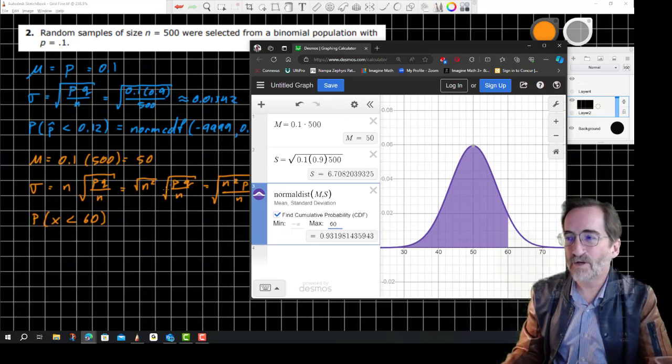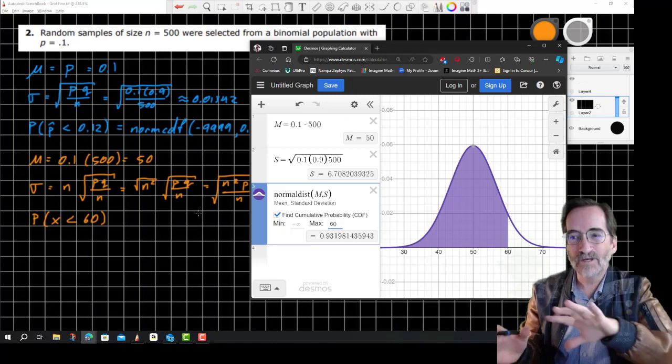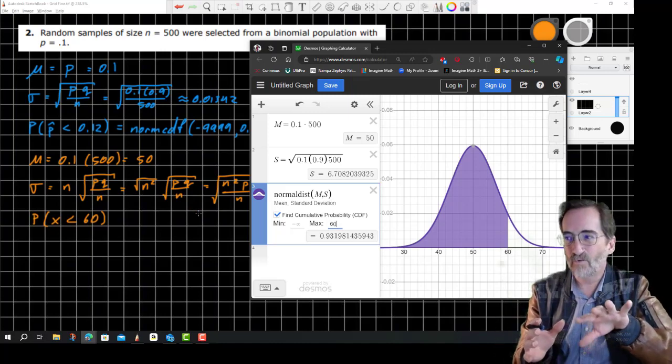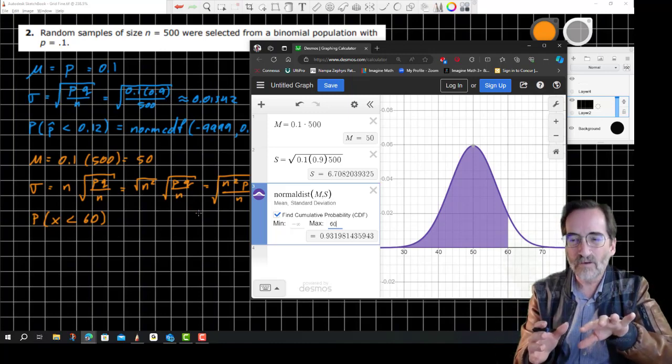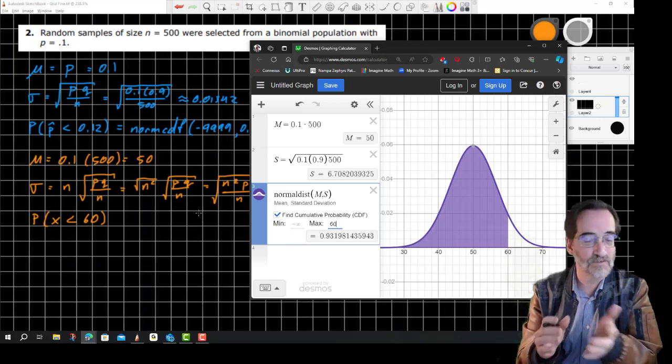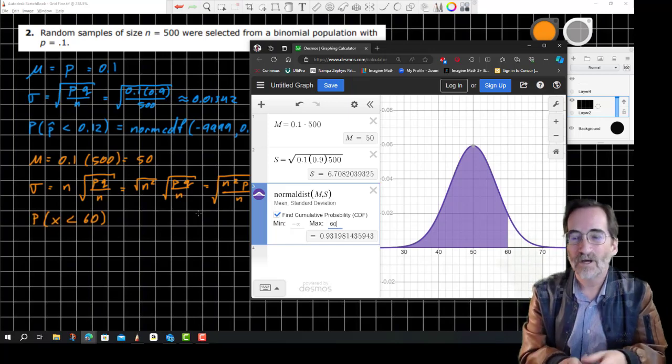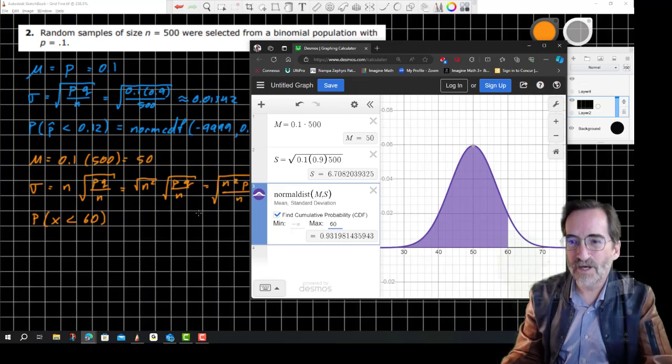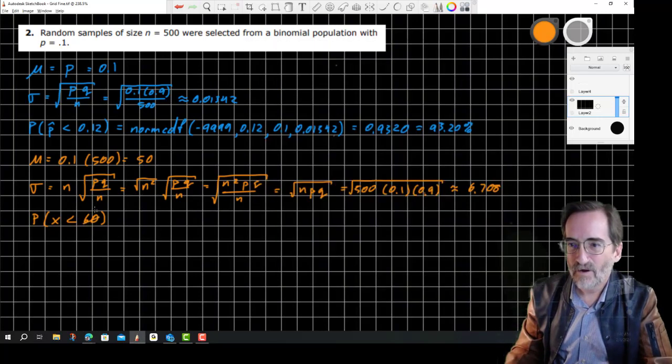And so what we want to do is estimate a little lower, because we don't want to include 60, because to be less than 60 means we have to be 59 or less, right? So what I'm going to do is instead of 60, I'm going to do 59.5. That's called a continuity correction, right? And here's what we do with our calculator.